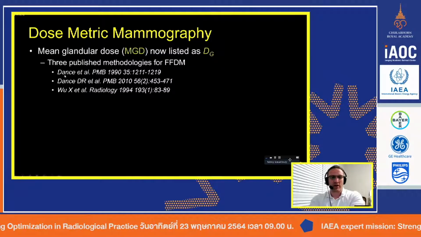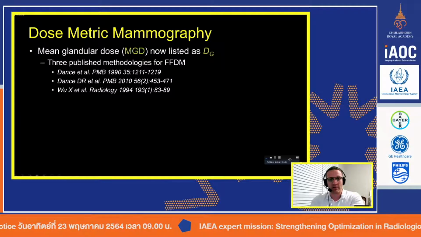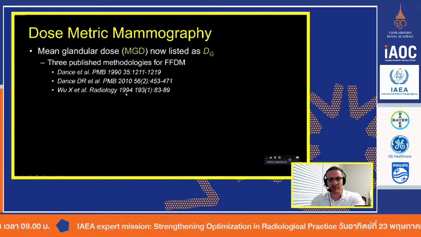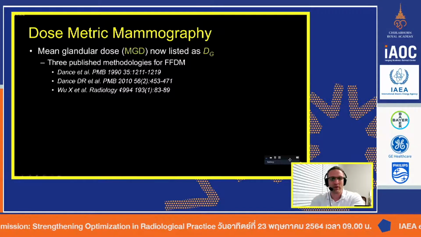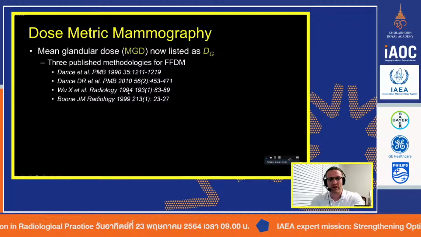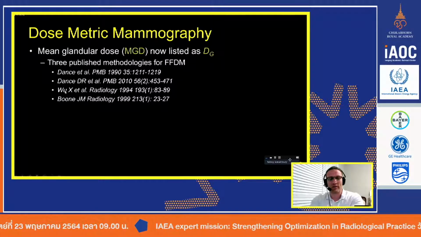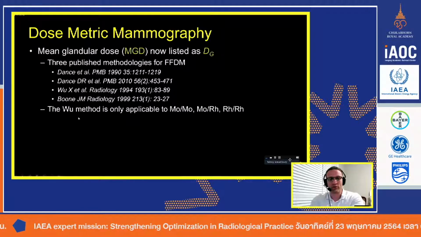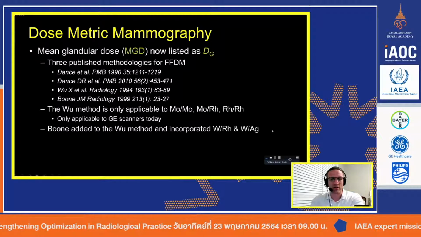So the second most common method is the Wu method. And this came out about 4 years after the very first Dance method. And once again, as you can assume, back in the 1990s, it was all film-based. So it was the moly-moly, moly-rho, rho-rho. John Boone came out about 5 years after Wu, and he published his version, which built off of Wu. But because Wu only did moly-moly, moly-rho, and rho-rho, Boone added tungsten rhodium and tungsten silver to that option.